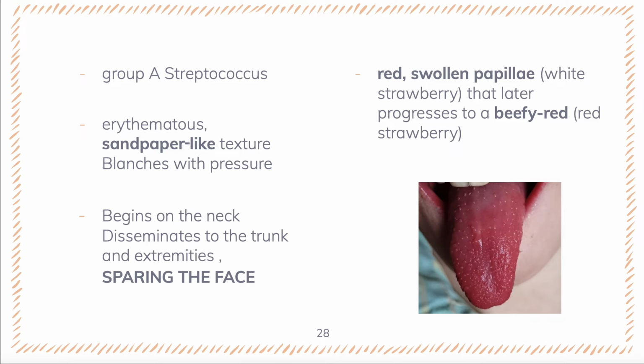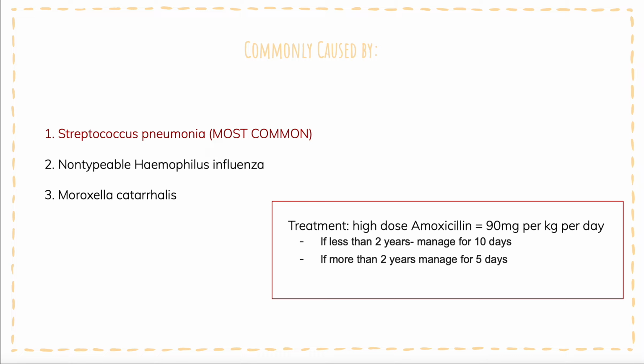Why did we say non-typable Haemophilus influenzae? Because it's not caused by Haemophilus influenzae type B, which we usually cover by vaccination at the age of 2 months. So that's why this type is not covered by vaccination.